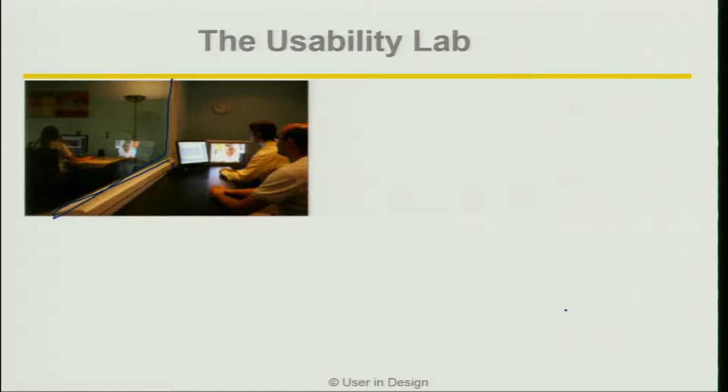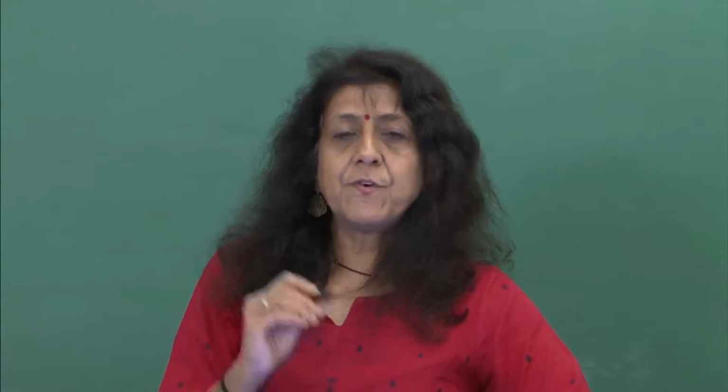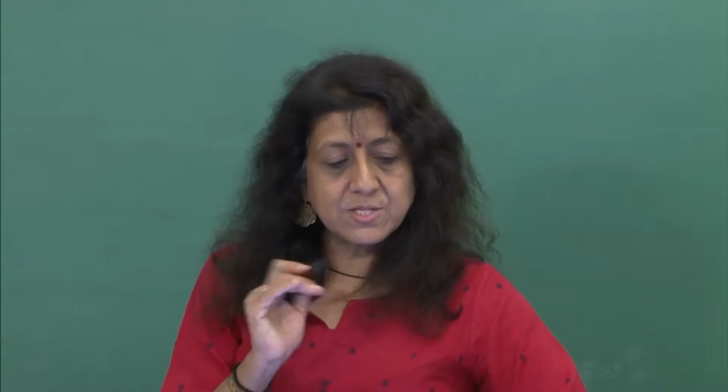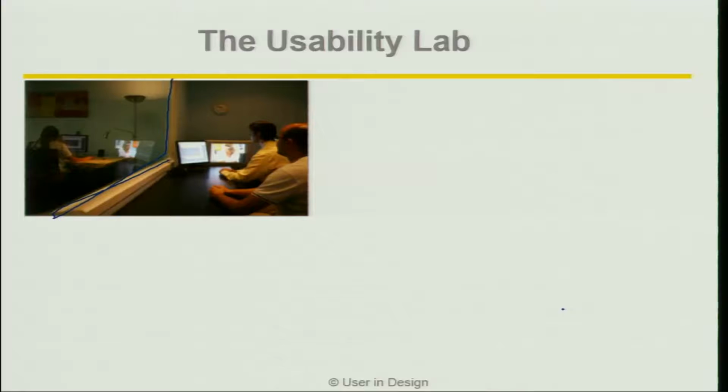The reason to have this one-way mirror, as I told you, is that when people are observed, when they are being watched, it's a very uncomfortable situation. So to give them a sense of comfort, even though you're observing what they're doing, it's a good idea to give them that space, right?